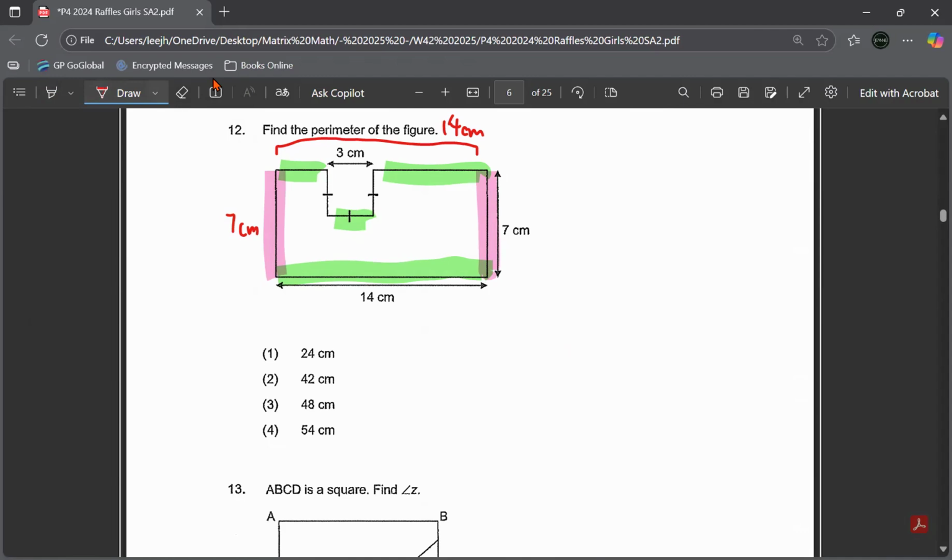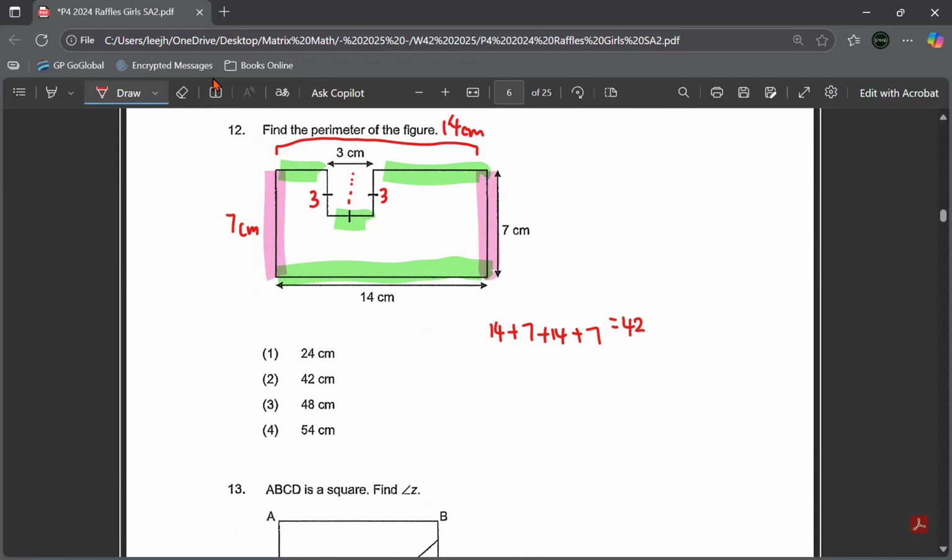But can you see this line of 3, this measurement 3? You can see the stroke. That means this is 3 cm, but we didn't push it up. So we already have the measurement within the 14. But I know that this side is also 3, this side is also 3. So how am I going to add the perimeter? I'm going to add all four sides that I highlighted. 14 plus 7 plus 14 plus 7, which gives me 42 cm.